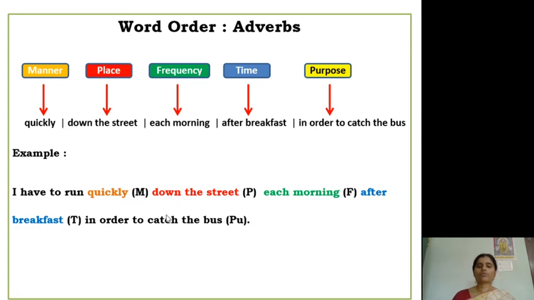So if we get more than one adverb or adverbial phrase in a single sentence, then we have to follow this order. Adverbs of manner have to take the first position. After that, adverbs of place. After that, adverbs of frequency. After that, adverbs of time. And then after that, adverbs of purpose.